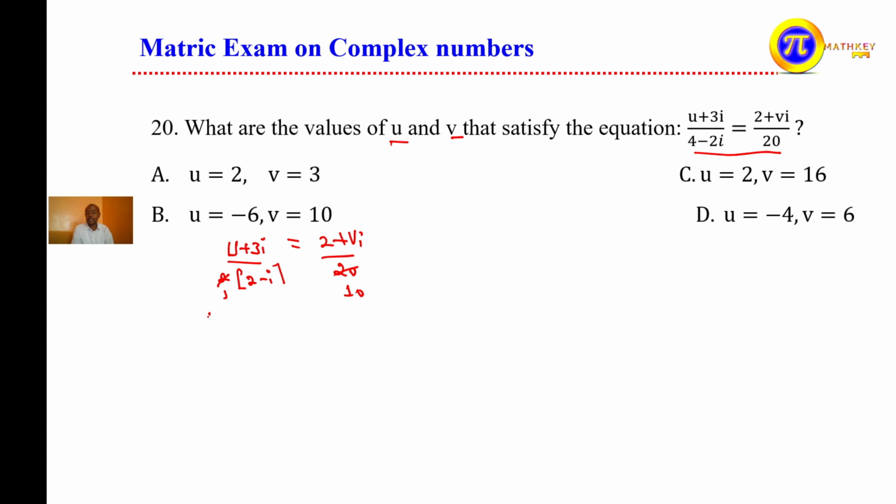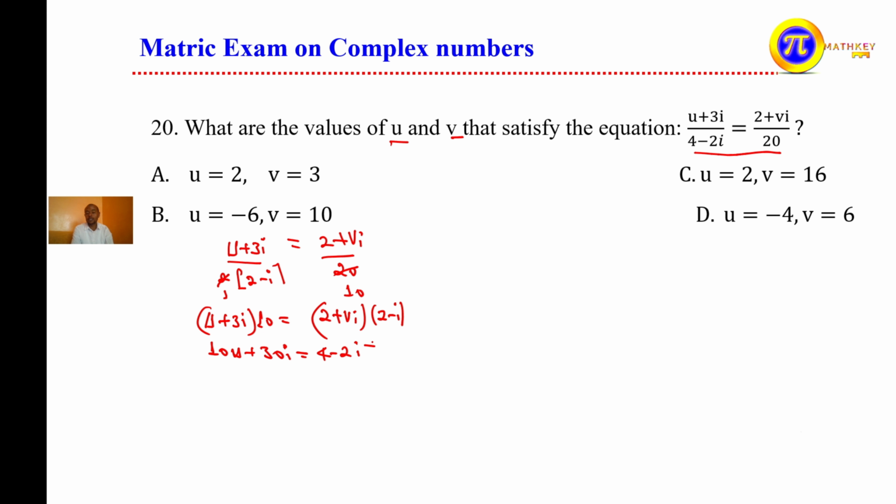This becomes (U plus 3i) times 10 is equal to (2 plus Vi) times (2 minus i). We distribute, or multiply, 10 by the left side. This is 10u plus 30i, which is equal to, multiplying 2 by 2, that is 4, and 2 times minus i, that is minus 2i.